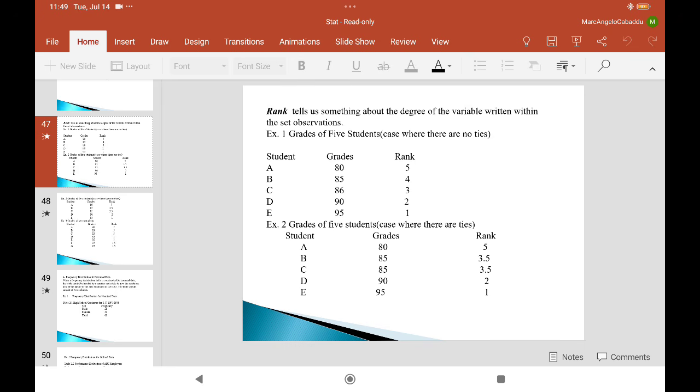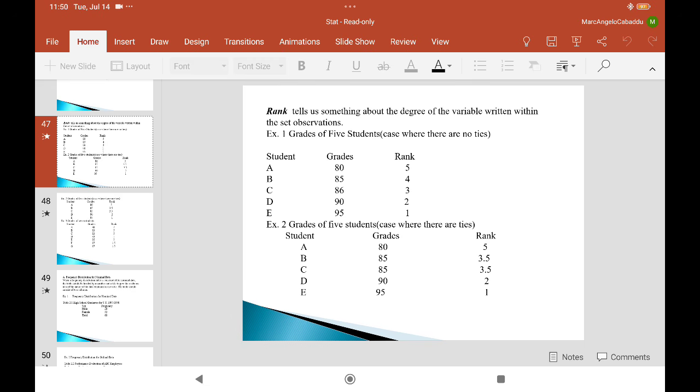Okay, hello. So welcome back to our statistics class. We have finished our lecture on Unit 1, Part 1 and Part 2. Now we will proceed to Unit 2 of statistics. Unit 2 is all about frequency distribution table.